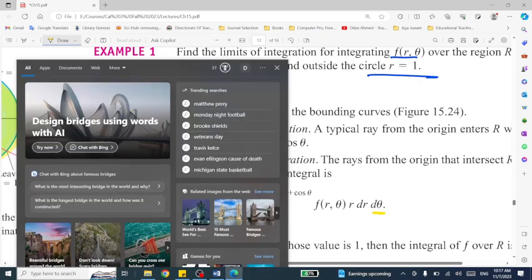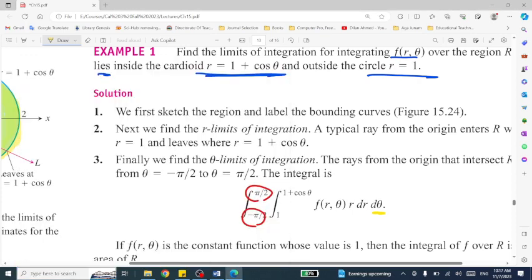Please, 0 to pi over 2 and multiply by 2. Why not? The same region.